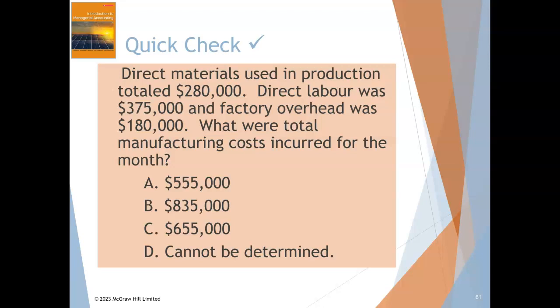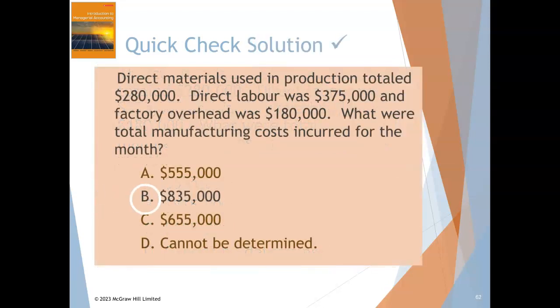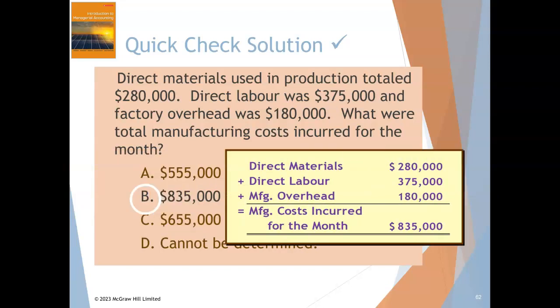A, $555,000, B, $835,000, C, $655,000, or D, cannot be determined. The answer is B, $835,000.